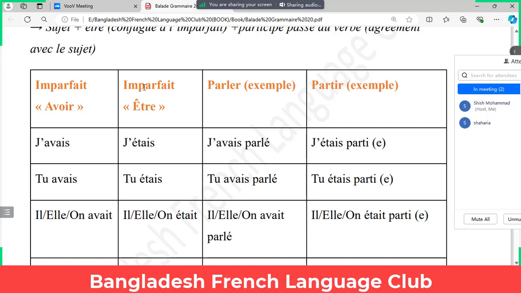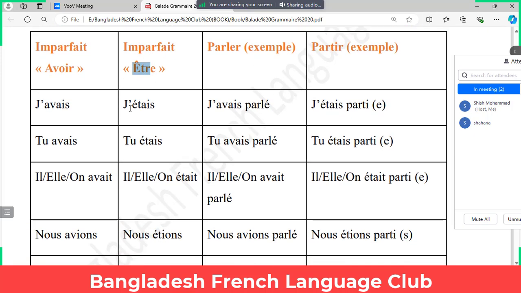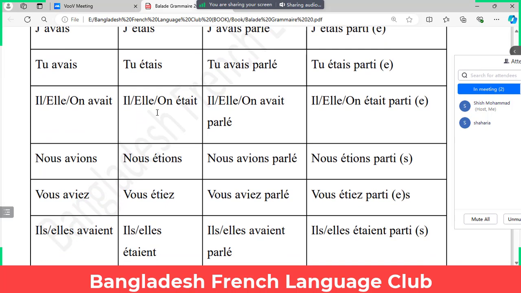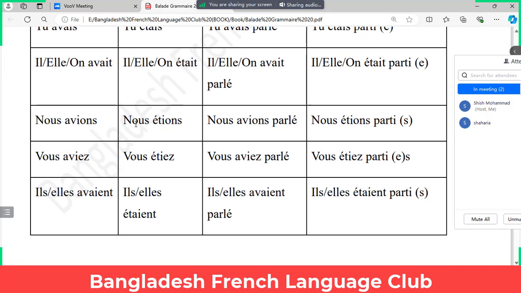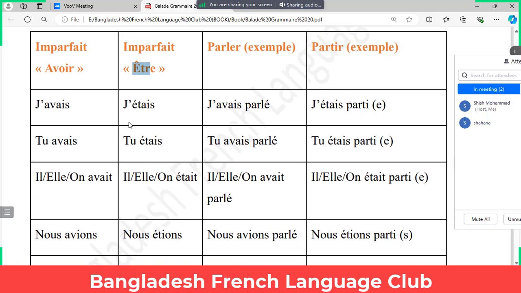And the imparfait of the verb être is j'étais, which also means I had. Yes, j'étais, tu étais, il, elle, on était, nous étions, vous étiez, and ils, elles étaient. So these are avoir and être.